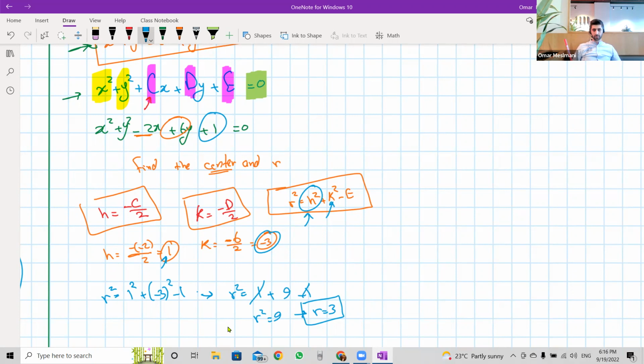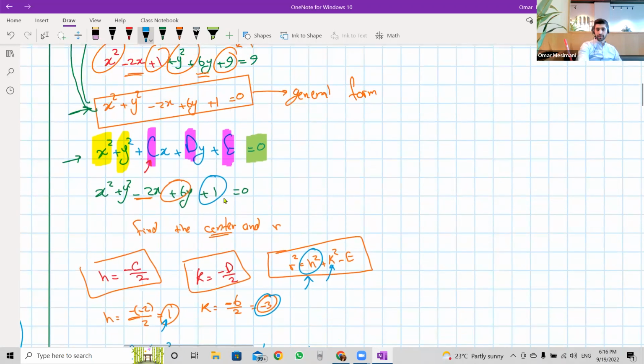R equals 3. And that's how you do it. Okay, is this the only way to get the radius? Yeah, I'm asking if there is another way, but it's not a nice one. That's the best way. Okay.